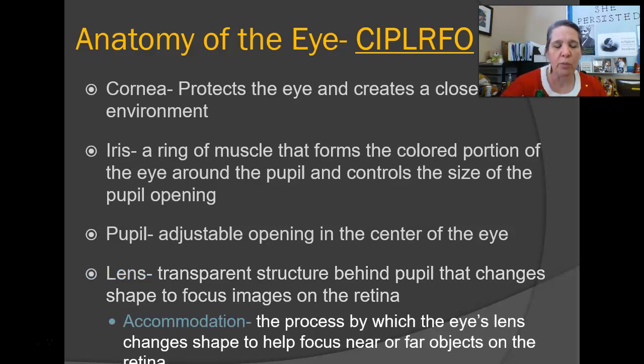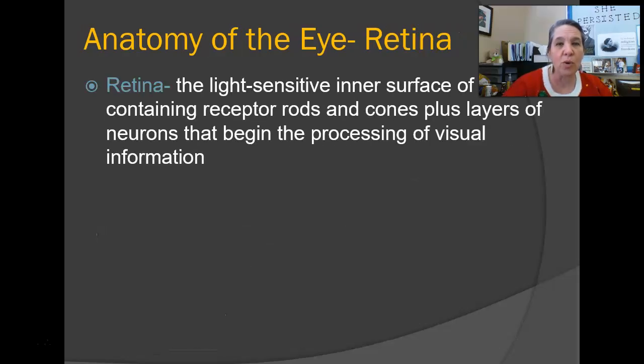Okay. When we talk about the lens, we talk about this concept of accommodation, which again is one of your vocab words. Accommodation is the process that the lens changes shape to help us focus on objects that are close or far away. Interestingly enough, if you wear glasses, it's because your lens isn't doing what it's supposed to be doing. So you need to use artificial lenses to help your lens do what it's supposed to do, focus those images.